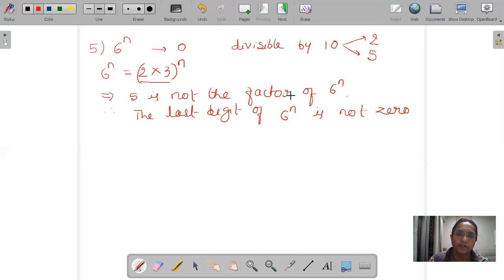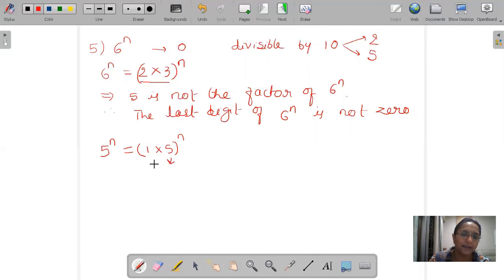Okay, so not only 2 or 5, both should be the factors of the given number. Then only the last digit of that number will be 0. Sometimes they may ask 5 raised to n, whether the last digit of this number is 0 or not. Then what are the factors of 5 raised to n? 1 into 5 to the power n.